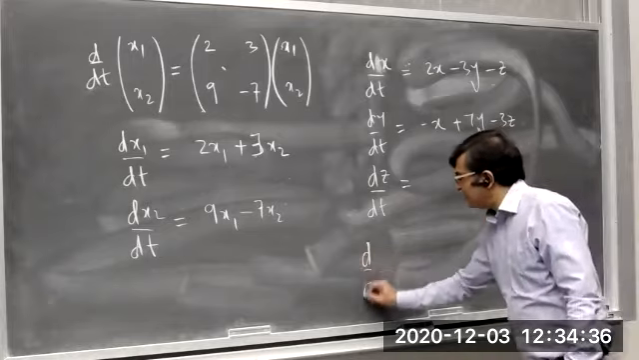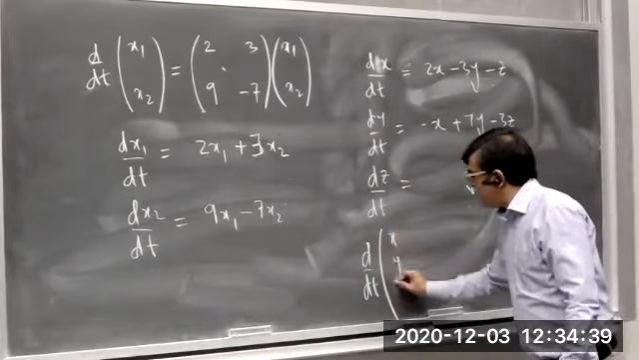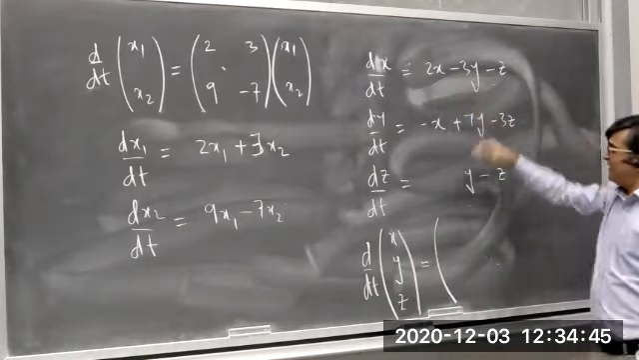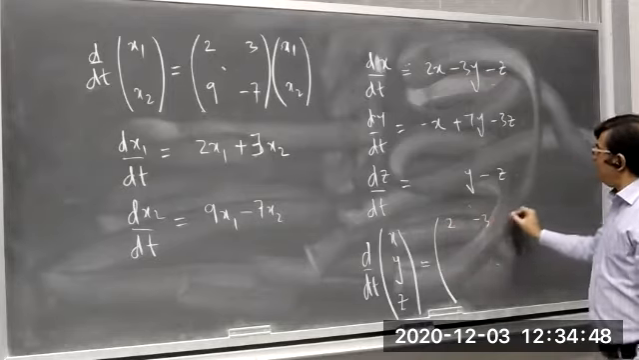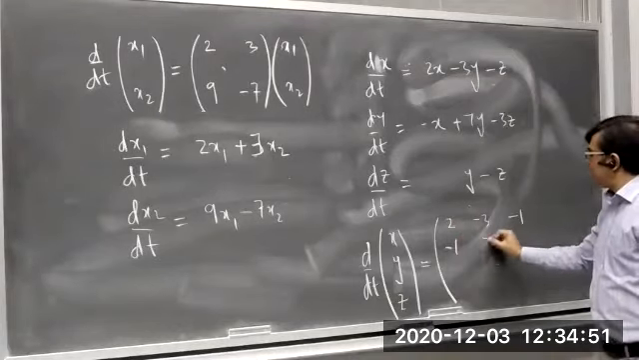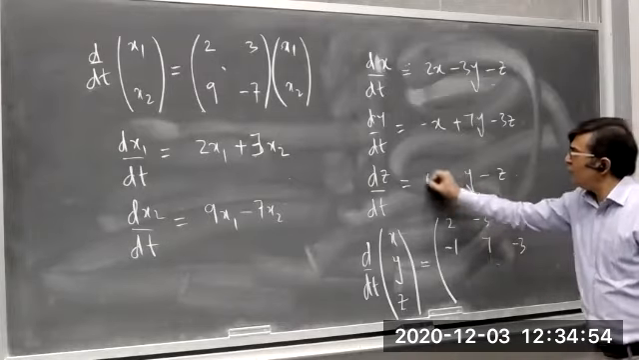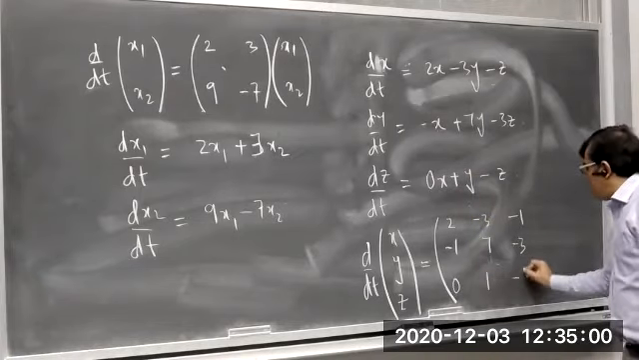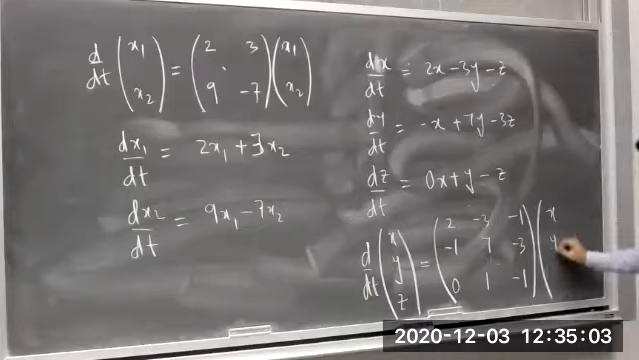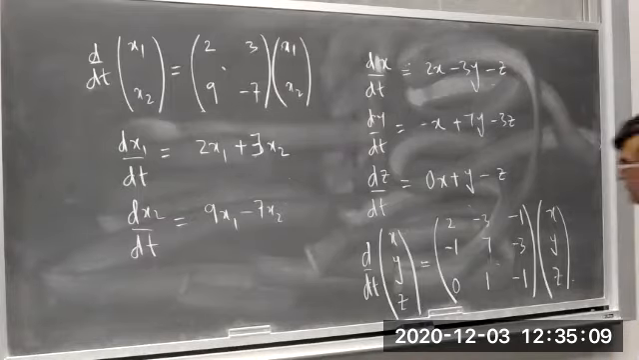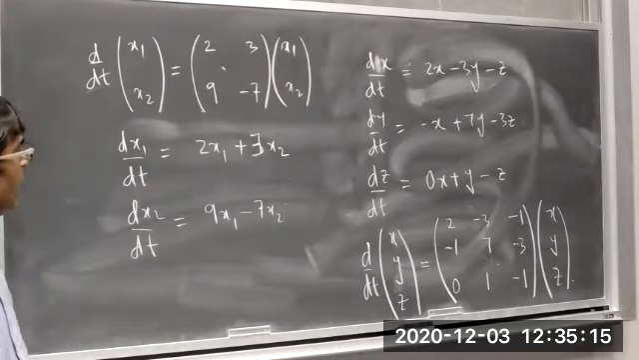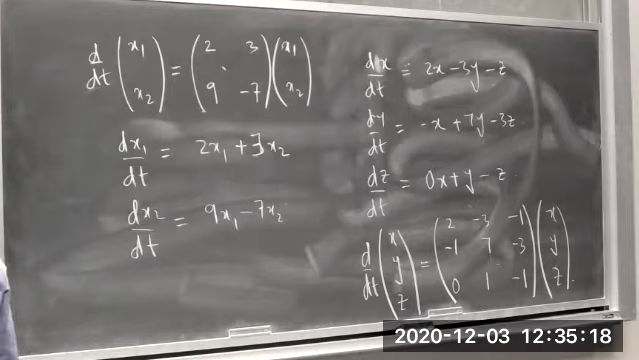So this system can be written as d/dt of (x, y, z) equal to, in matrix form, the coefficients of x, y, and z: 2, -3, -1, then -1, 7, -3. Here we don't have a coefficient of x, so we write 0, then 0, 1, -1, times (x, y, z). So this is basically a 3x3 system, which contains three first order ODEs. If you have any question, you can ask me.